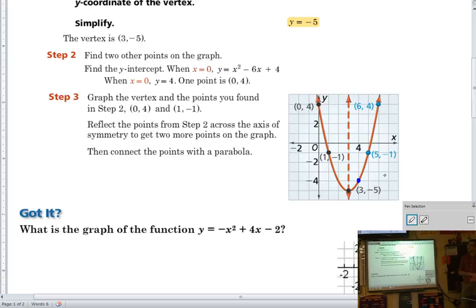We will get to the point where you can look at a quadratic, do a tiny bit of work, and immediately say what the vertical shift and what the horizontal shift was. So let's look at the got it here.